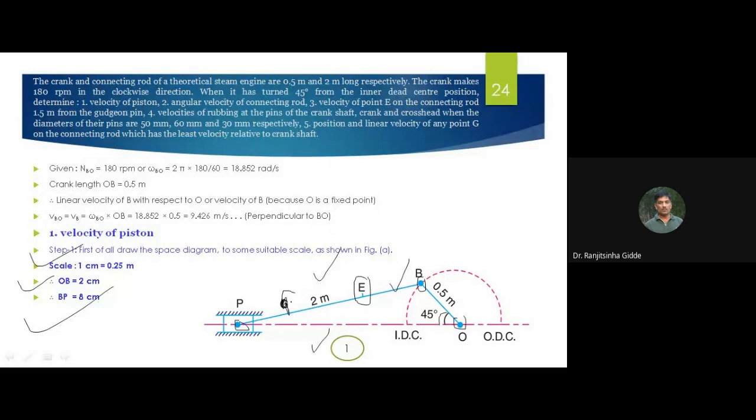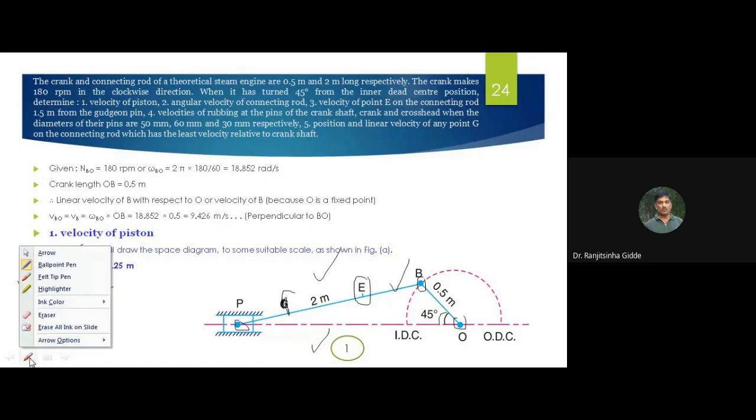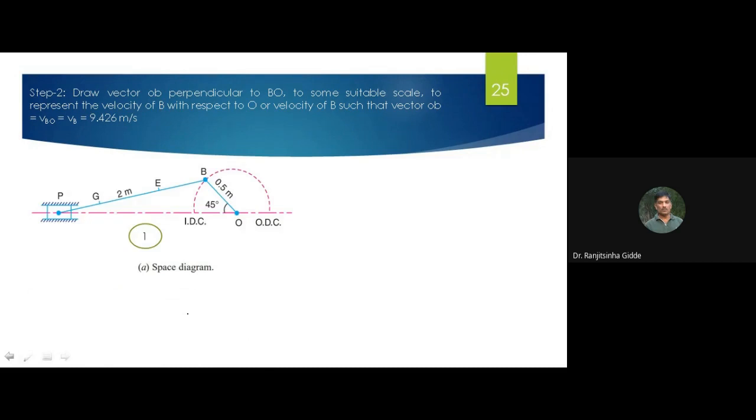So after drawing the space diagram we need to go for the velocity diagram. So you can write step number 2. Step number 2, you should write in your notebook. Step number 2, draw vector OB perpendicular to PO.